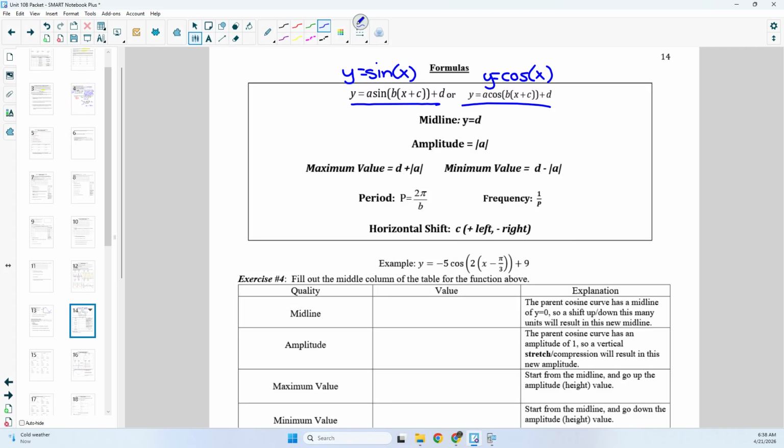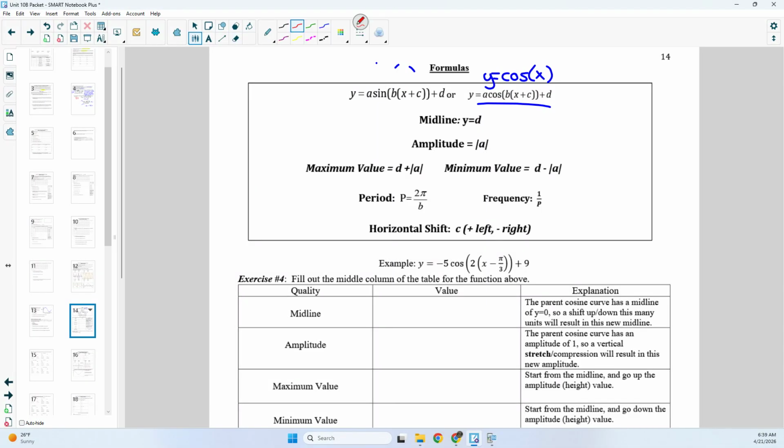So where can we put numbers? We can put numbers in front, which would represent a vertical stretch or compression. I'm going to go out of order. We can put a number at the end, which would do a vertical shift. We can also make changes to x. So in here, I have a horizontal shift. And here, the number in front, I have a horizontal stretch or compression of 1 over b because that's multiplied by the x. So looking at how this impacts midline, amplitude, and max, min, period, frequency, and horizontal shift.